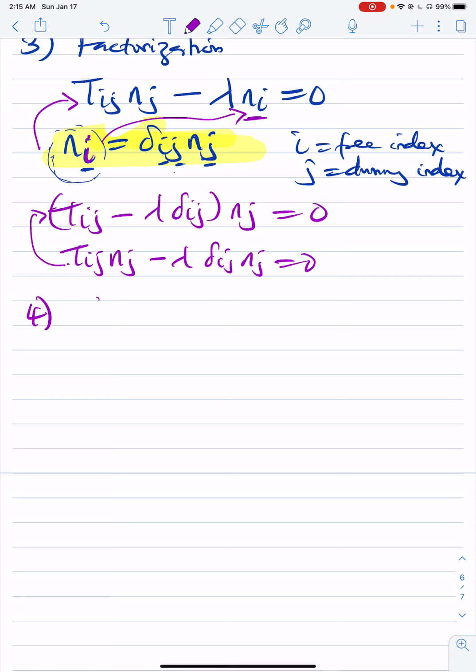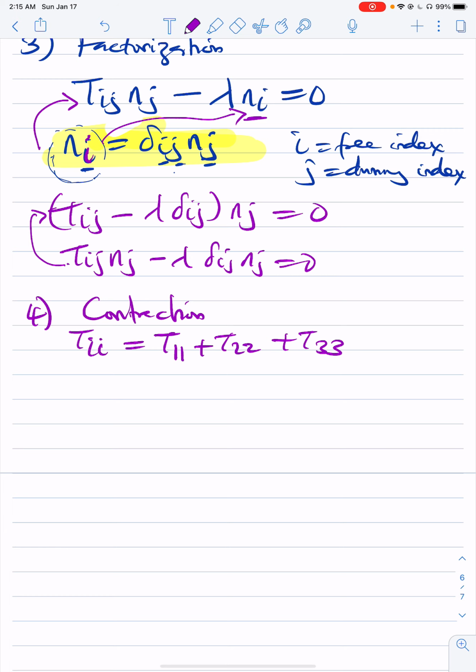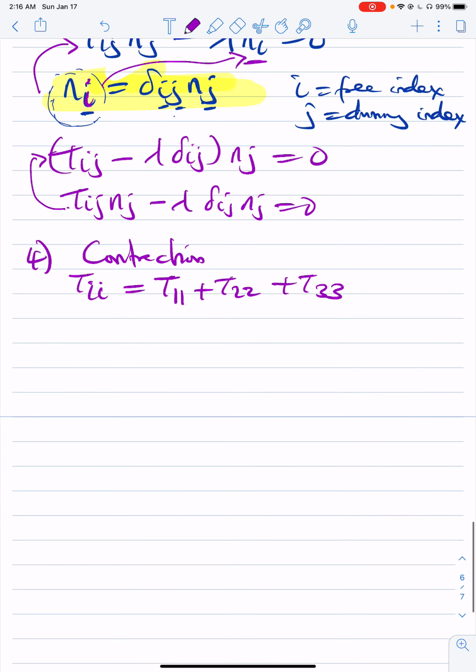Then the fourth one, we talk of contraction. We're already used to this. Contraction is when you have the index repeated. It simply means you sum on them. So T_ii is simply T_11 plus T_22 plus T_33. This is basically the contraction expression.